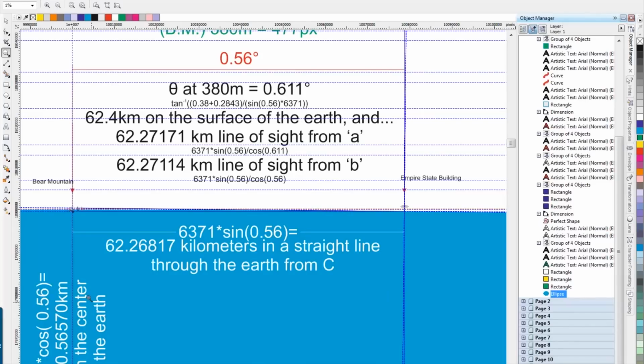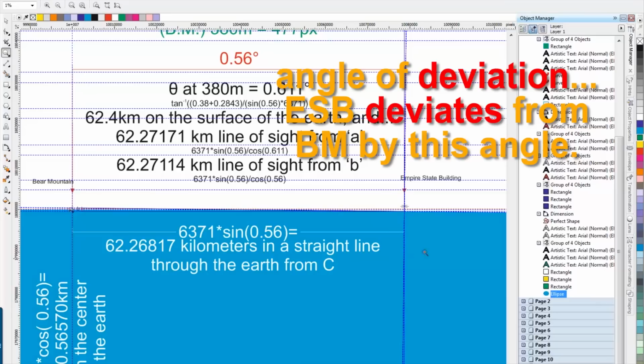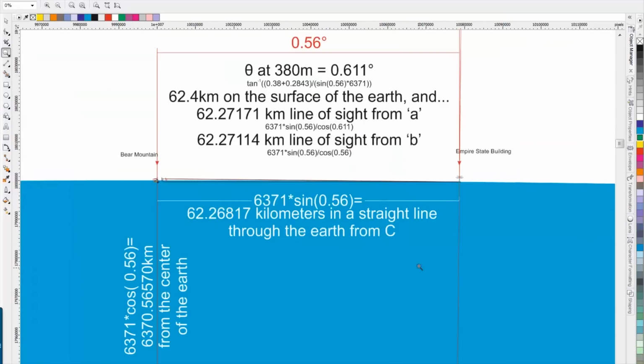If we draw perpendiculars through each point, they will join at the center of the Earth at an angle of 0.56 degrees. This is the angle of declination at the Empire State Building, declining away from Bear Mountain. Also, I've gone into more detail regarding the angles. I've taken into consideration the elevation of the Empire State Building. It doesn't make much difference, only 0.05 degrees, but I've taken that into consideration.